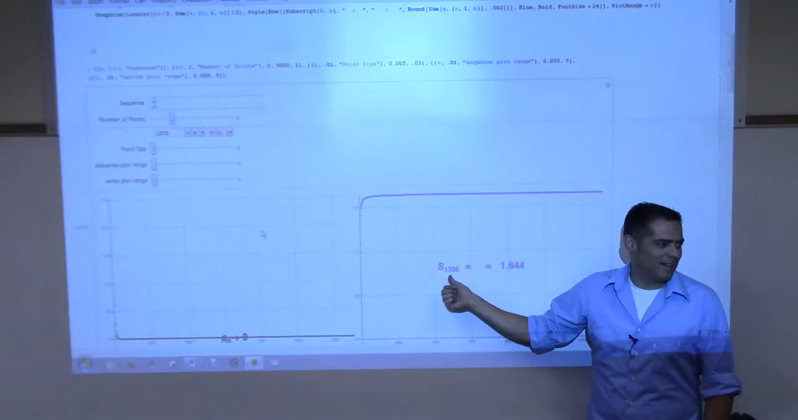So with this idea of a partial sum, we can actually define what we mean by convergence of a series. A series is said to converge to capital S if the limit as n goes to infinity of the sum k equals 1 to n of a sub k equals S.